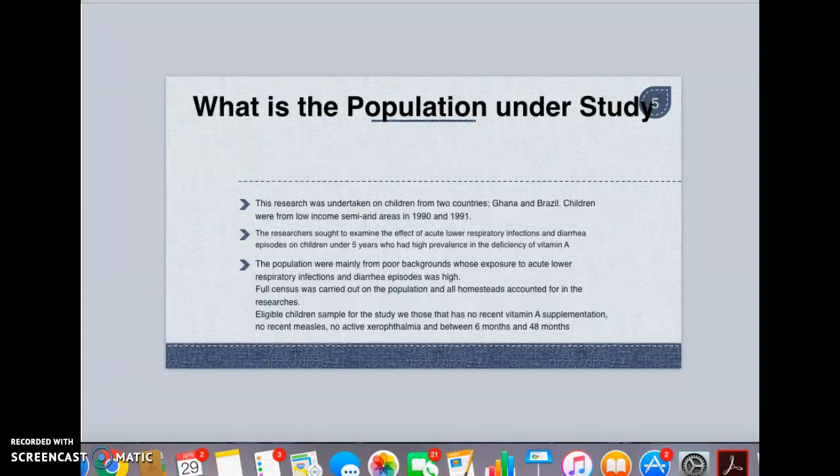What is the population under the study? As I mentioned before, we are intending to drill down on two areas. This research was undertaken on children from two countries, Ghana and Brazil. Children were from low-income, semi-arid areas in 1990 and 1991. The researchers sought to examine the effect of acute lower respiratory infections and diarrhea episodes on children under 5 years who had high prevalence in the deficiencies of vitamin A. The population were mainly from poor backgrounds whose exposure to acute lower respiratory infections and diarrhea episodes was high. A full census was carried out on the population, with all of the homesteads accounted for in the research.